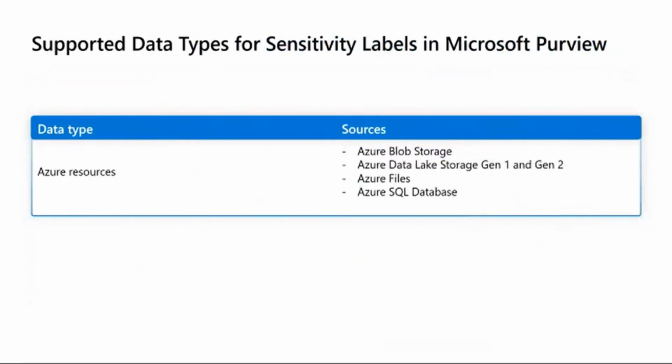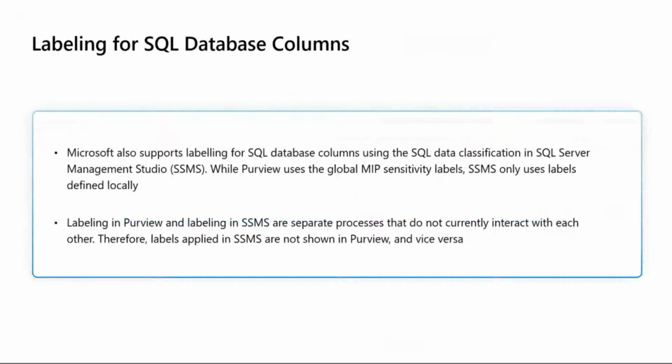Okay, so currently supported data types of sensitivity labels in Microsoft Purview. You can have these sensitivity labels pushed back to the source if the source is blob storage, Data Lake, Azure Files, and Azure SQL database. Okay, right? So let's see some of these things, a quick demo on that.